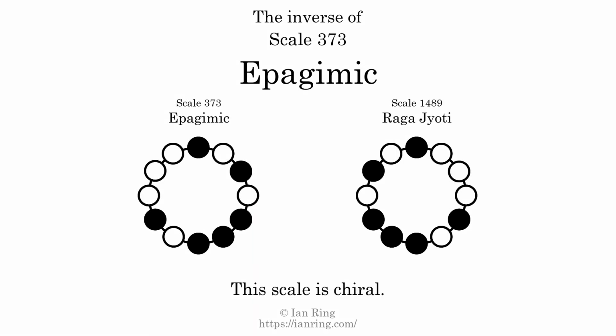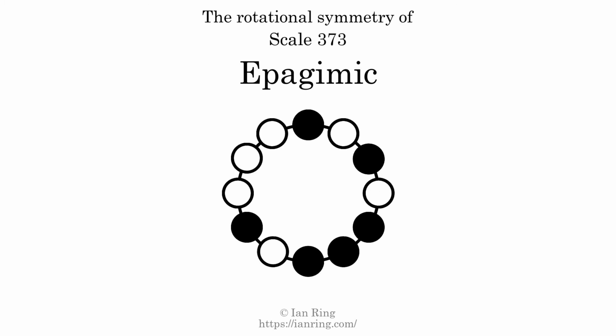The inverse of a scale is a mirror image. It is what you get when the sequence of intervals is reversed. The inverse of this scale is scale 1489, also known as Raga Jyoti. This scale is chiral. It cannot transform into its inverse by rotational transformation. This scale has no rotational symmetry.